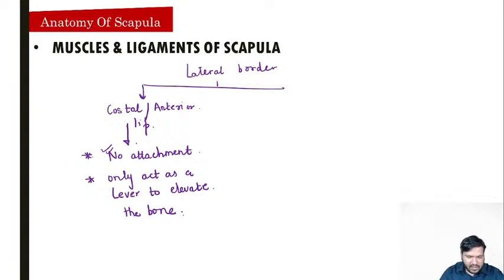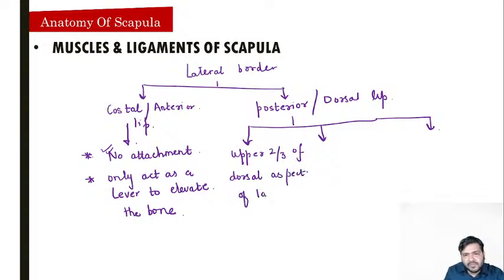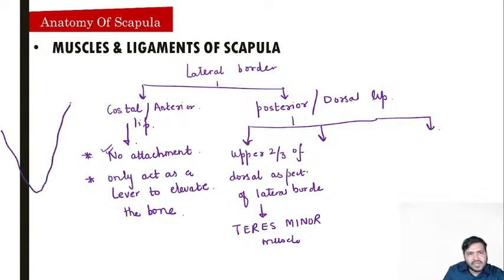Now guys remember that we have the posterior or the dorsal lip, and again I will divide it into three parts. The very first one is the upper 2/3 of the dorsal aspect of the lateral border, and that gives rise to the teres minor muscle.